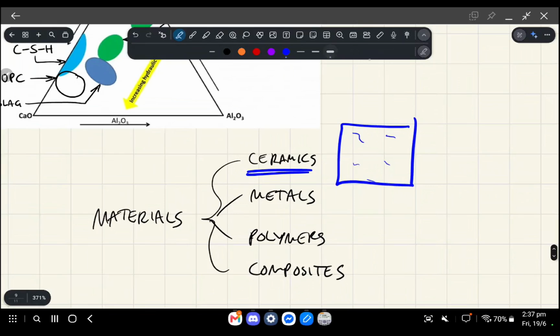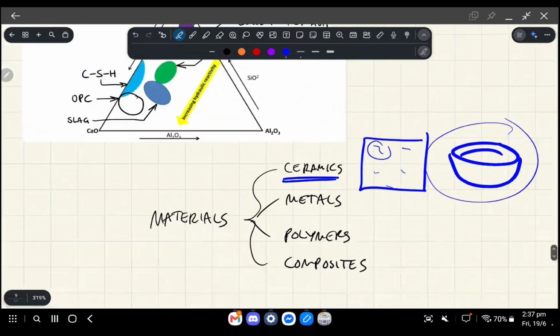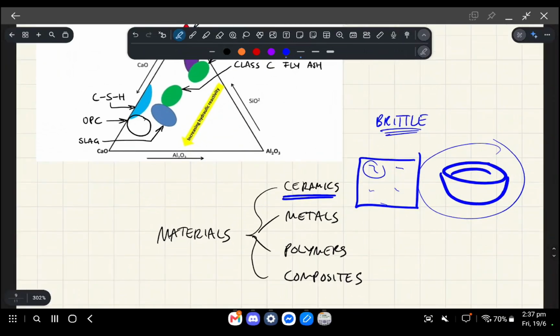So this is like something like a clay bowl, for example, okay? So imagine a clay bowl that you have at home or something like that, okay? It has these micro cracks or defects within the overall material, right? Which can lead to sudden failure. So sudden failure is known as brittle failure, okay? So it's a brittle material.